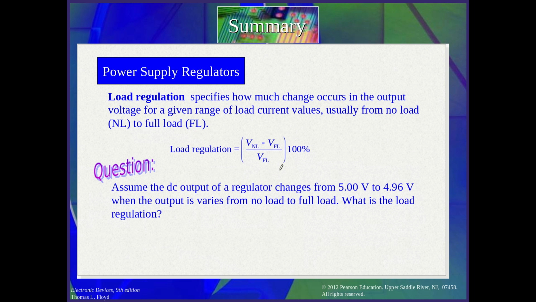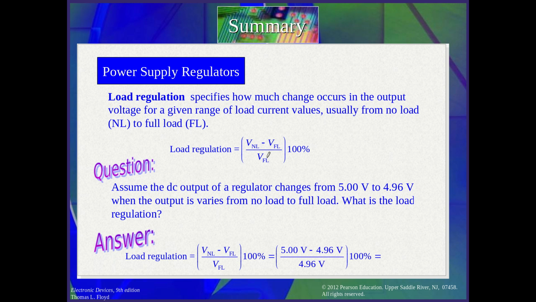Now here, the load regulation is the voltage with no load minus the voltage with full load, over the voltage with full load. So the question will be, the DC output changes from 5 volts with no load to 4.96 volts with full load, and what is the load regulation? So the load regulation is like this: 5 minus 4.96 over 4.96 multiplied by 100. So it's again a percentage, 0.8.